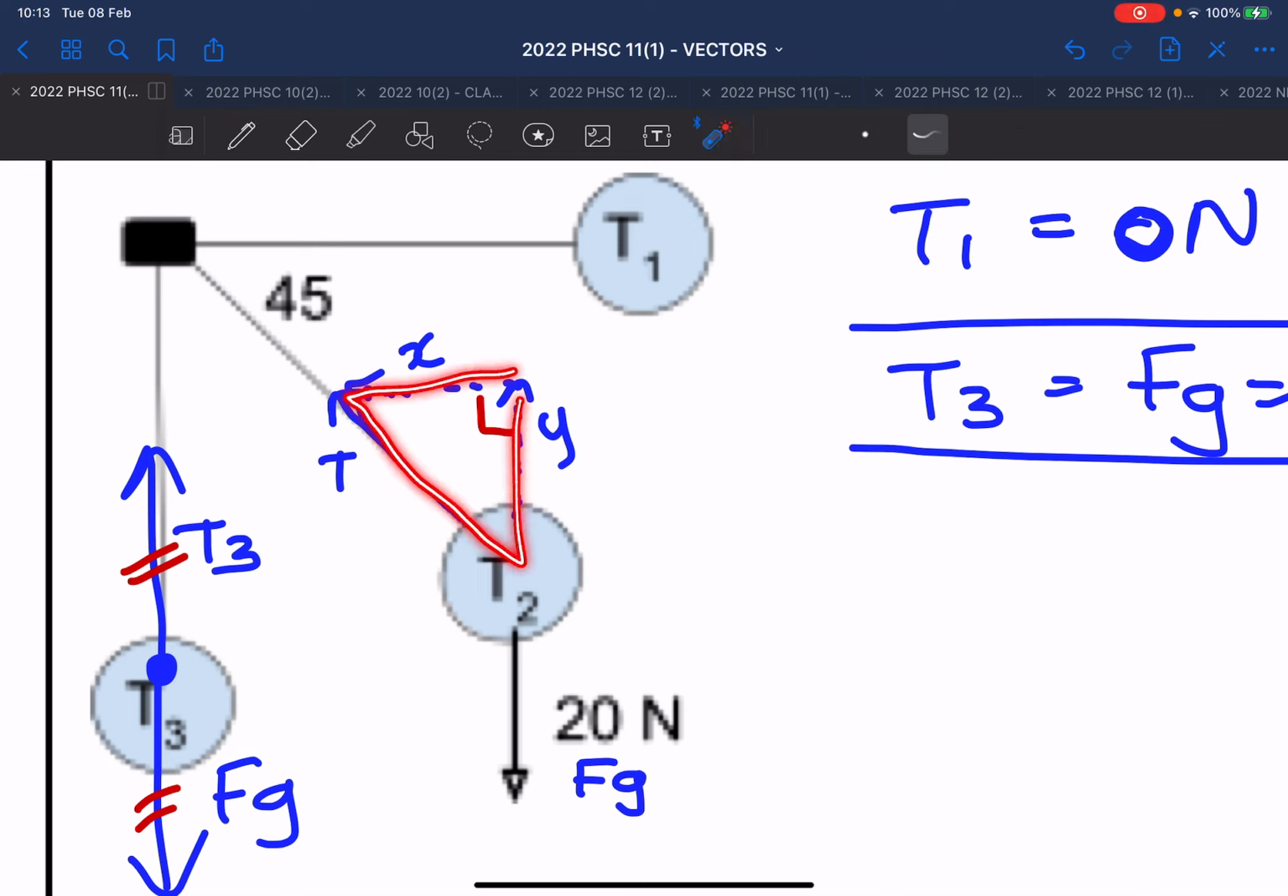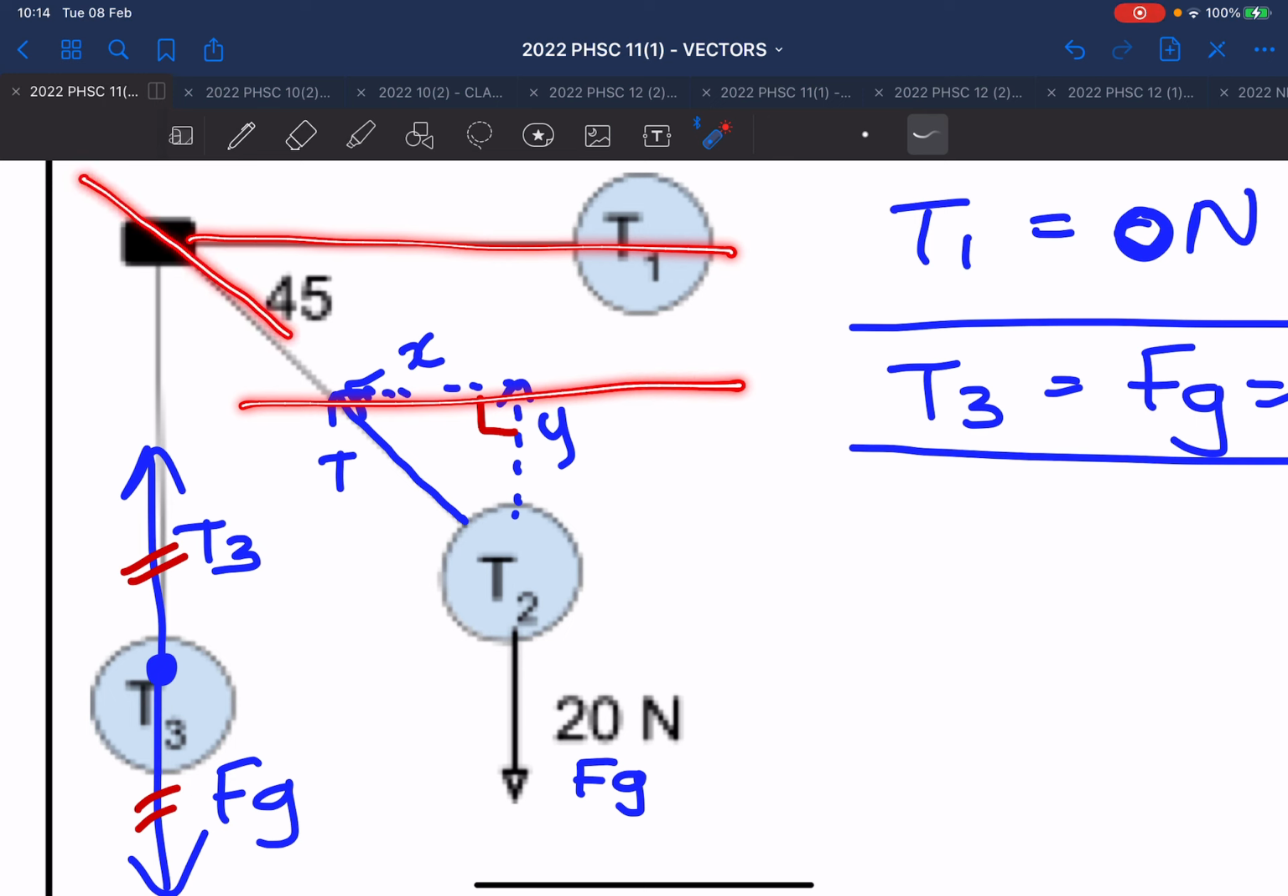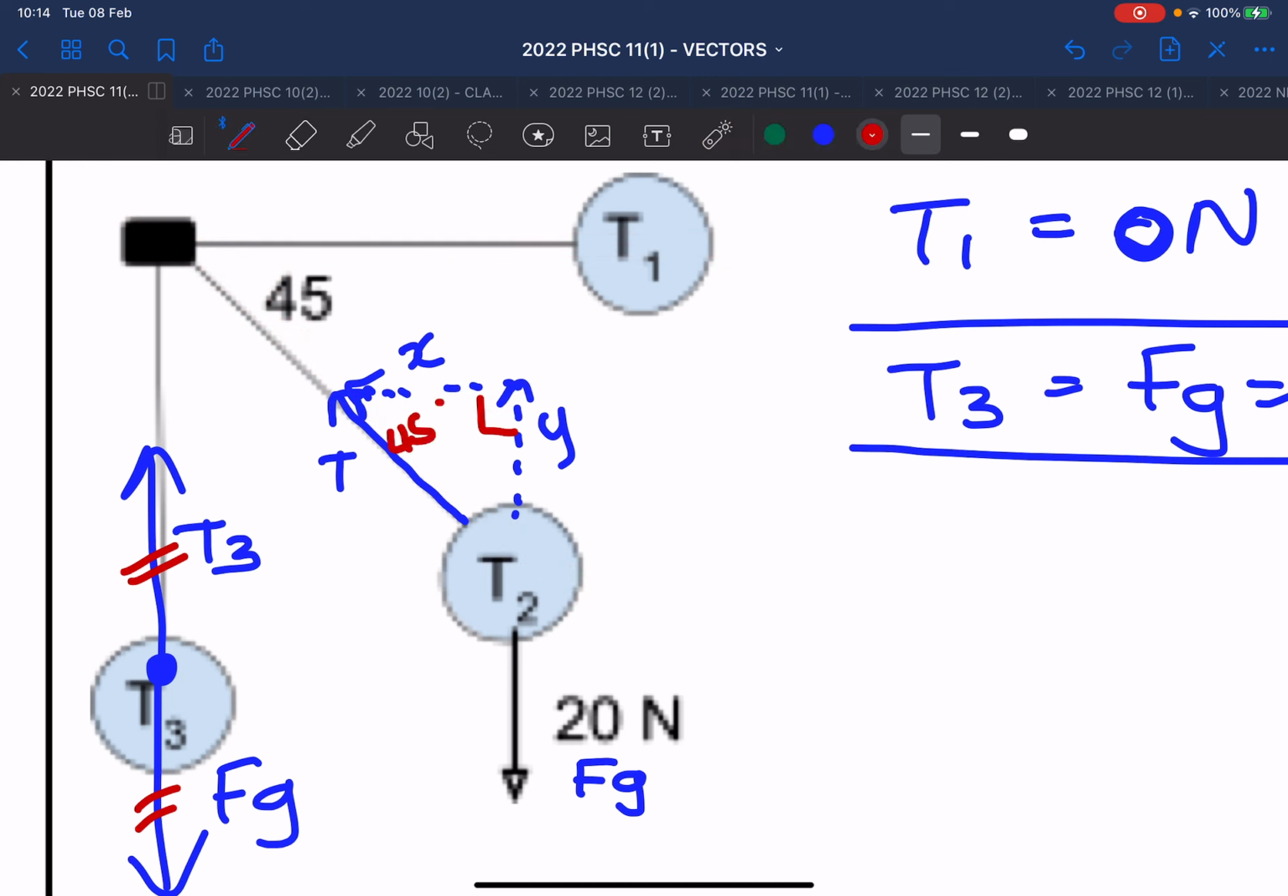Now inside this triangle, I need at least one other angle. Can someone find it for me, and why? You can give me any angle, except obviously 90. I want another angle inside this triangle, the size, and why you say it is that size. Yes, this is horizontal, this is horizontal. There is a line crossing it, so this one and this one must be the same size. So this one here is 45. Right, so we have 45.